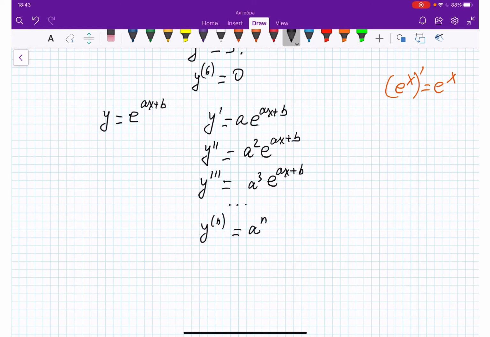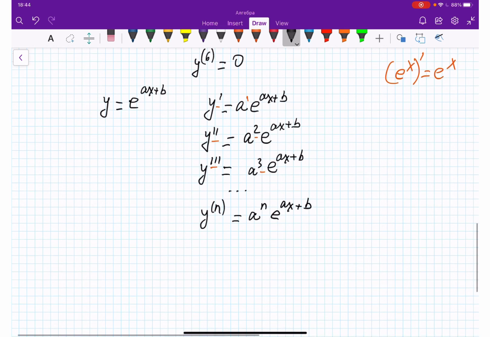Look here. Degree 2, here we have 2, degree 1, we have degree 1, degree 3, we have 3. So since here I have degree n, so a to power n, e to power ax plus b.